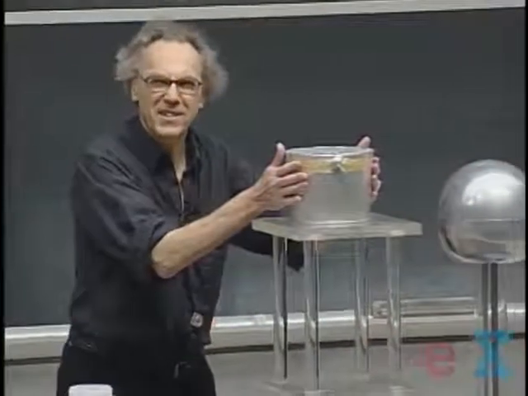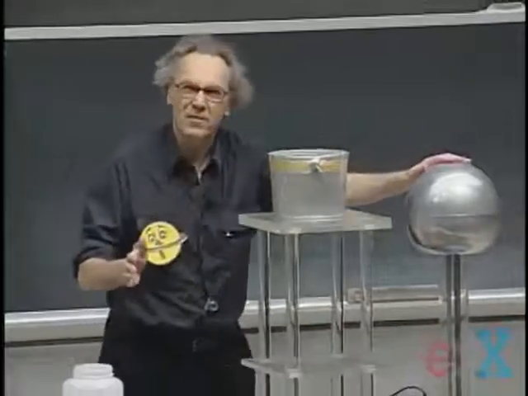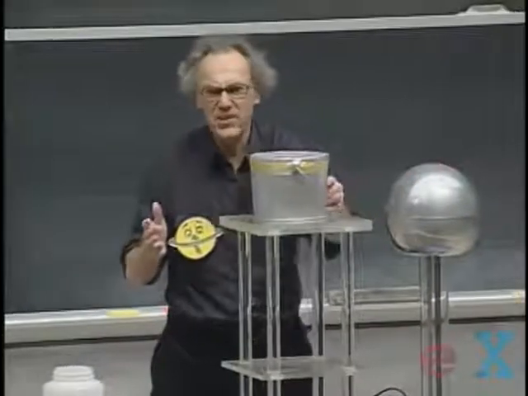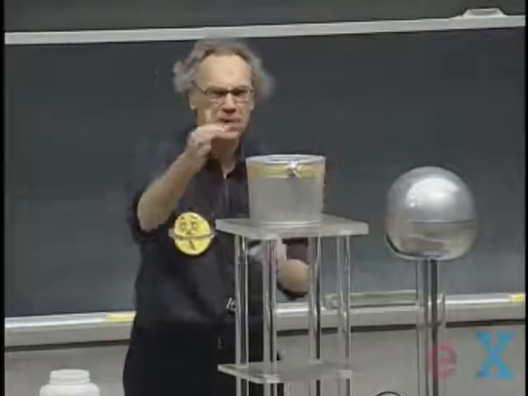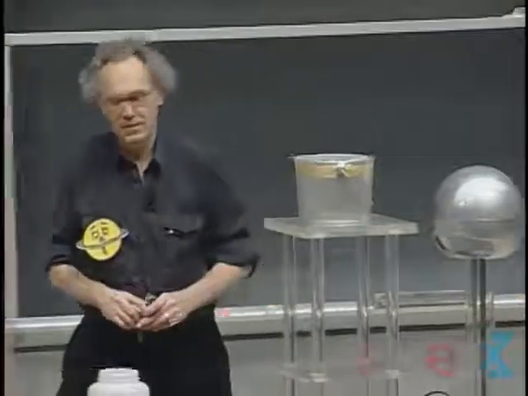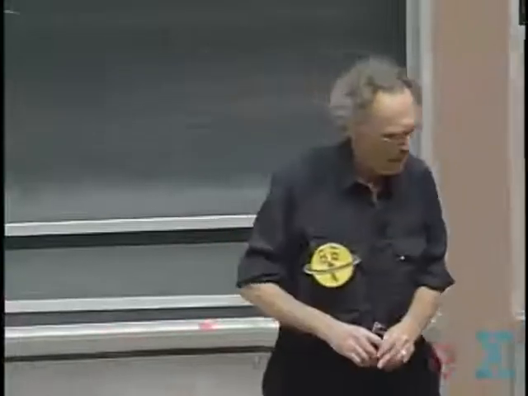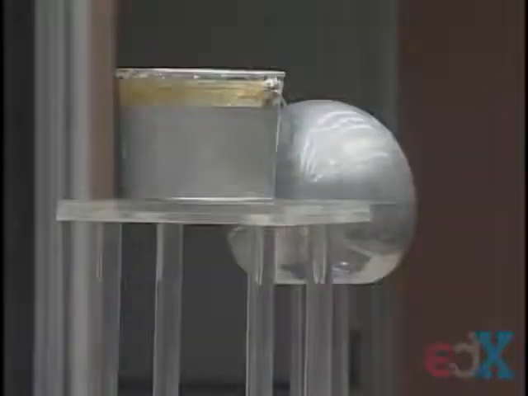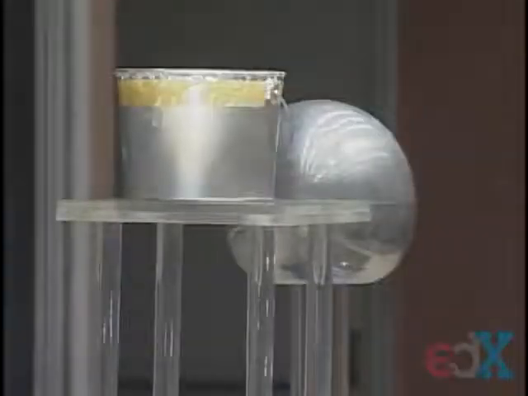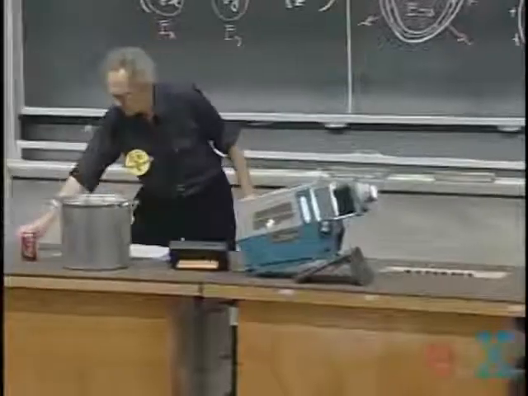That's quite amazing, isn't it? If this were positive, let's assume it is, then this side becomes negative, this side becomes positive, the whole thing is in equipotential, no charge inside. Quite amazing. So let's turn on the Van de Graaff. So we create that electric field. We turn on the electroscope.